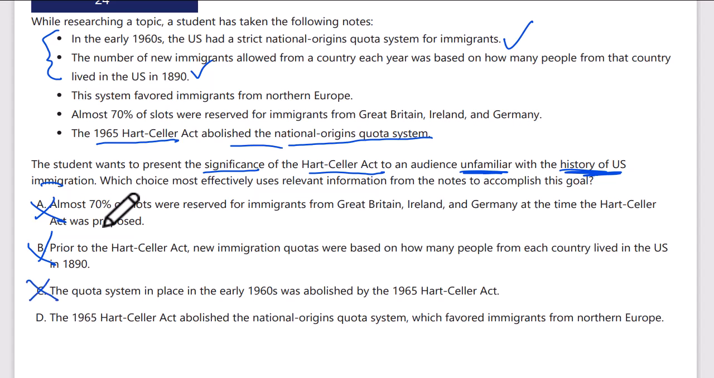The 1965 Hart-Celler Act abolished the national origins quota system. So it's telling us what the act did, what its significance is, and which favored immigrants from Northern Europe. So that's giving us some description for those who are unfamiliar with what it is. D is going to be our answer.